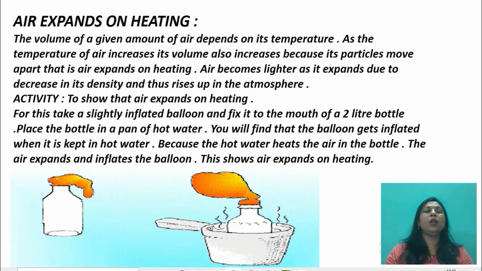Okay. Now air expands on heating. The volume of a given amount of air depends on its temperature. As the temperature of air increases, its volume also increases. Why? Because its particles move apart and that is why air expands on heating. जब कोई चीज गर्म होती है तो वो expand होती है. क्यों? क्योंकि उसके particles दूर दूर हो जाते हैं. Okay. Air becomes lighter as it expands. अब जब वो expand हुई तो वो हल्की हो गई, due to decrease in its density, and thus rises up in the atmosphere. तो जो warm air और hot air होती है, it rises up in the atmosphere.